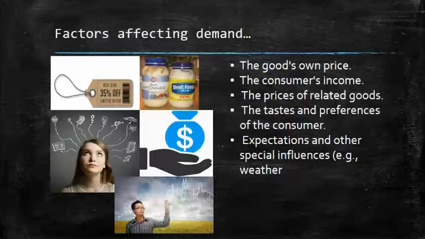So what are the factors affecting demand? We have the good's own price, the consumer's income, the prices of related goods, and the tastes and preferences of the consumer. Expectations and other special influences like weather or yung mga unforeseen circumstances or unforeseen events like yung nangyayari ngayon na lockdown, okay? So may mga commodities na biglang tumaas ang presyo due to scarcity of the availability of these products. Okay, tumaas yung presyo, bumaba yung demand. So madaming factors na nakaka-apekto sa demand ng ating commodities.